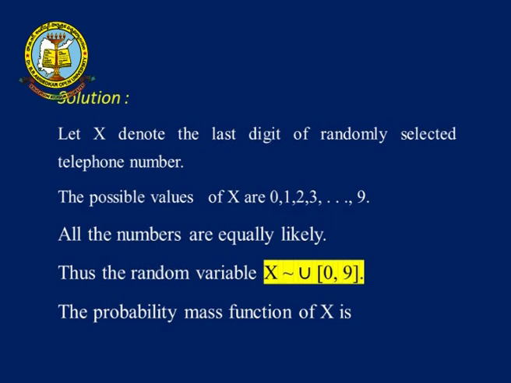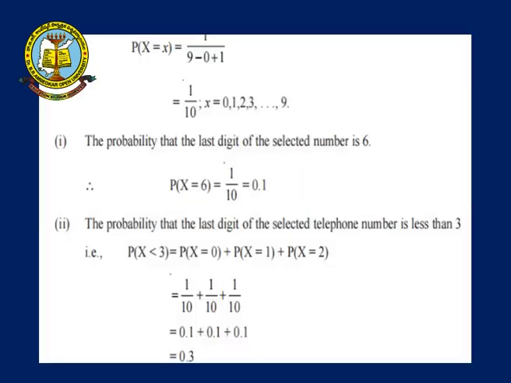Thus, the random variable X follows a uniform distribution U(0, 9), because the numbers start from 0 to 9. The probability mass function of X is equal to 1 by (9 minus 0 plus 1), which becomes 1 by 10. So the probability of getting any number is 1 by 10 only. That means X takes the values X equal to 0, 1, 2, 3 and so on up to 9.